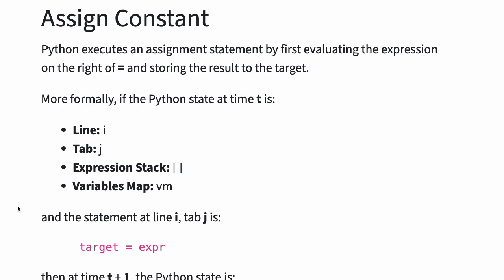Python executes an assignment statement by first evaluating the expression on the right side of the equal sign and storing the result to the target.